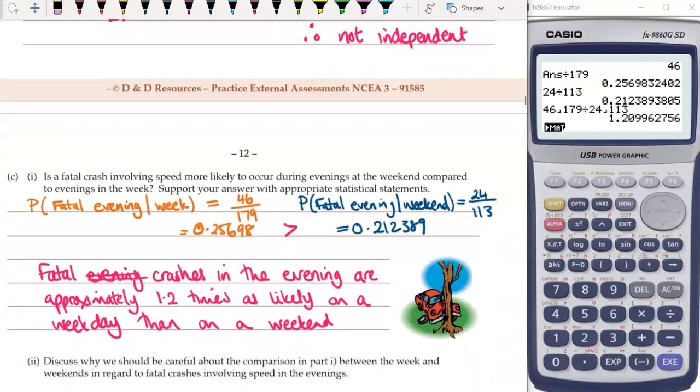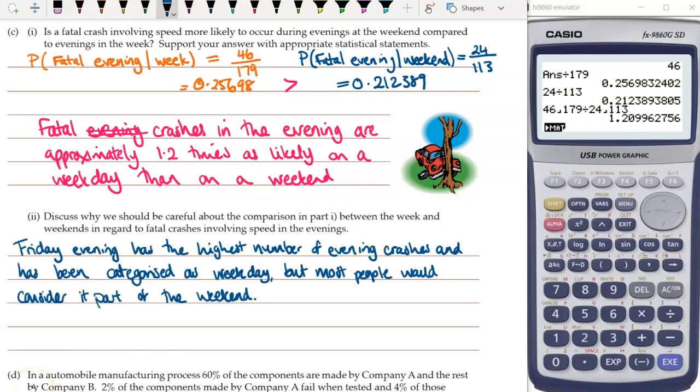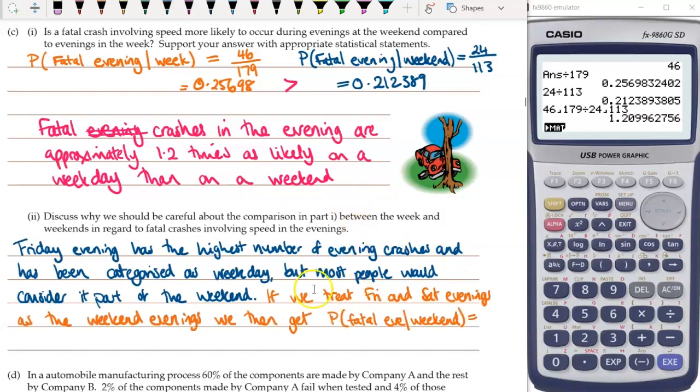And with this type of question, you should support your answer with some calculations as well. So there's how I've written that out. Now let's put in a calculation. Let's do Friday and Saturday together. If we lump Friday and Saturday evenings together as being the weekend evenings, and Sunday is like a school night, it's not really part of the weekend when we're thinking just about the evening. So let's see what happens then.